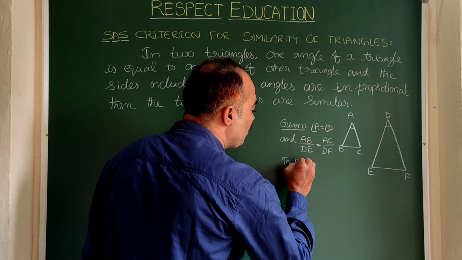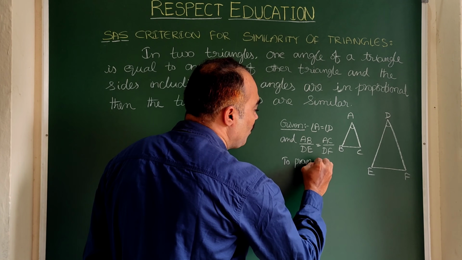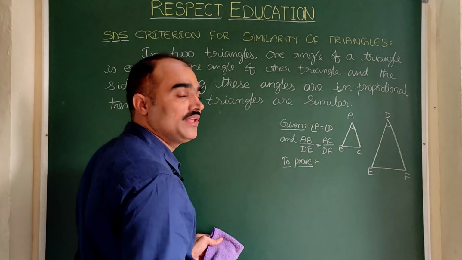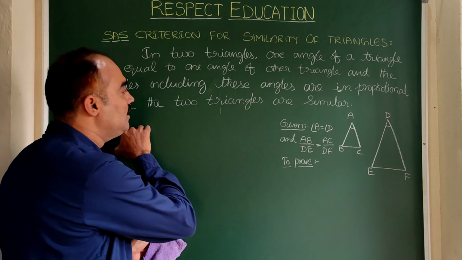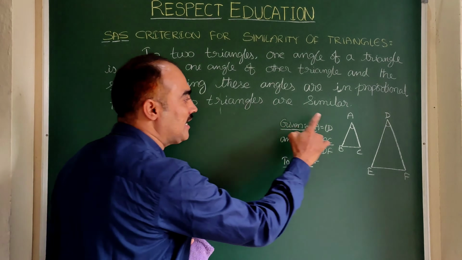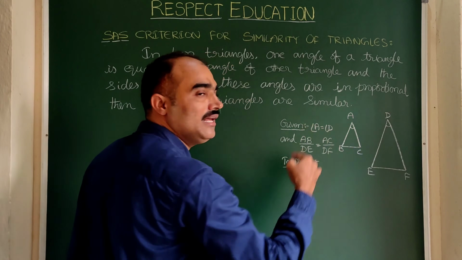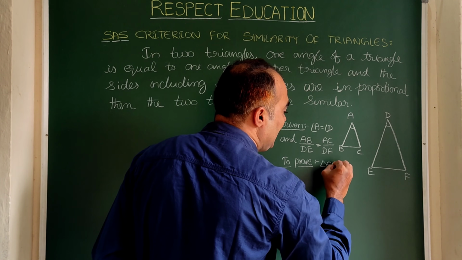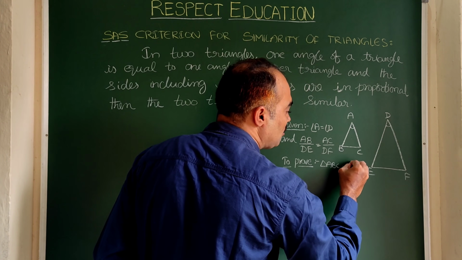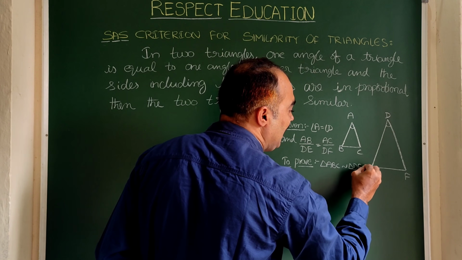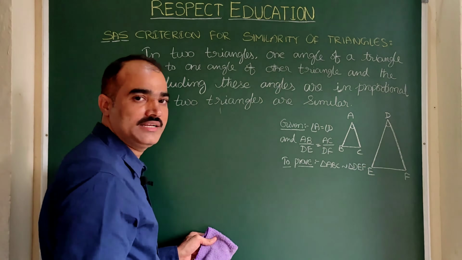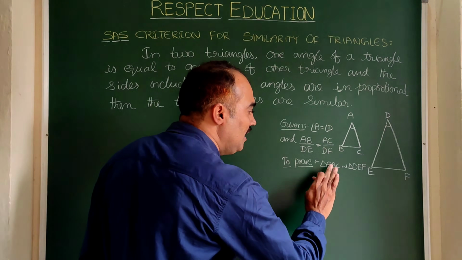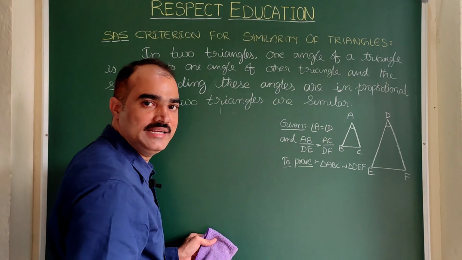Now to prove. What to prove here? Triangle ABC and triangle DEF are similar. So our target is triangle ABC is similar to triangle DEF. This is what our target is. Means we need to prove triangle ABC is similar to triangle DEF.